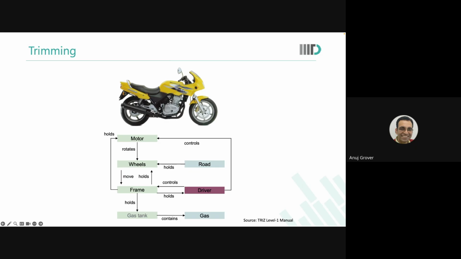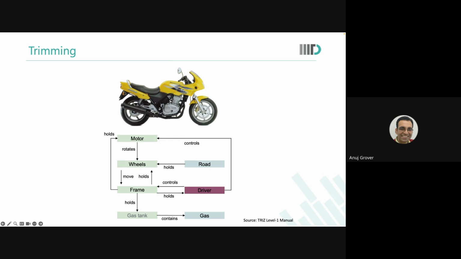What are the components of the system we are talking about? Motor, wheels, frame, gas tank. What are the super system components? Road, driver, gas. Who is the target? Driver. Why does this motorcycle exist? To move the driver.